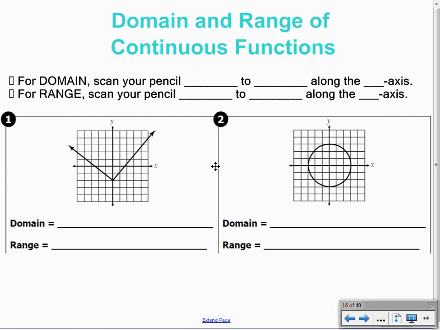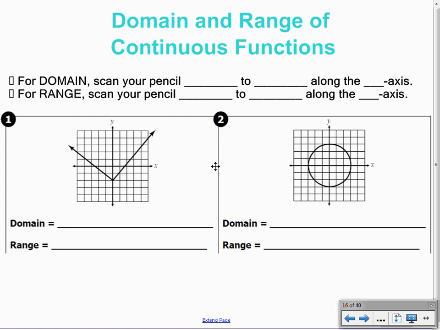Because there's an infinite number of points, and we would literally spend the rest of our lives trying to write them all out if we wanted to, and then not even get done. So we need a better way to do it, okay? And we're going to use inequalities today to help represent the domain and range of these functions or these relations.